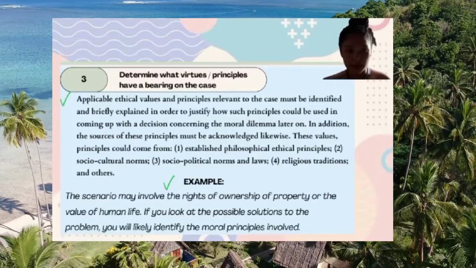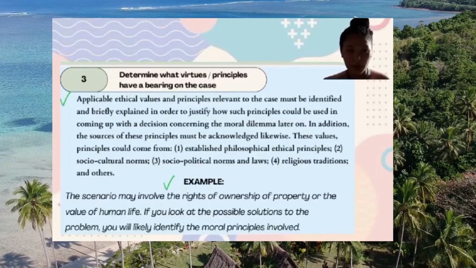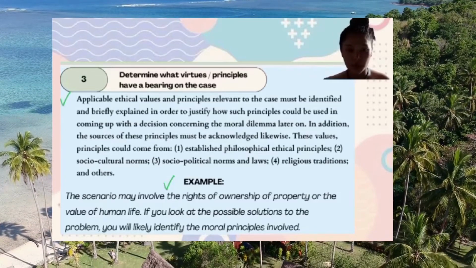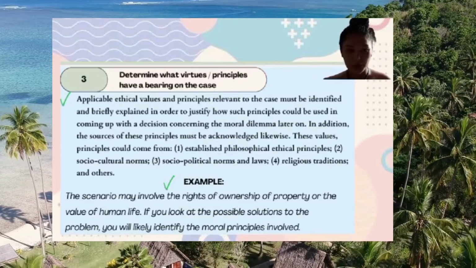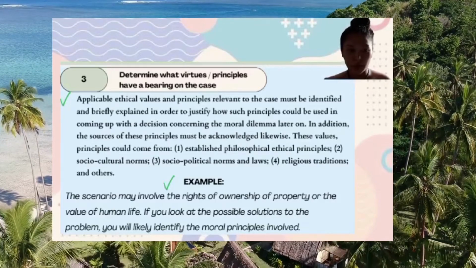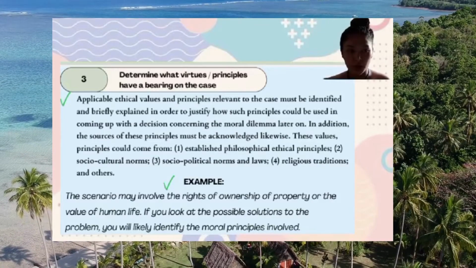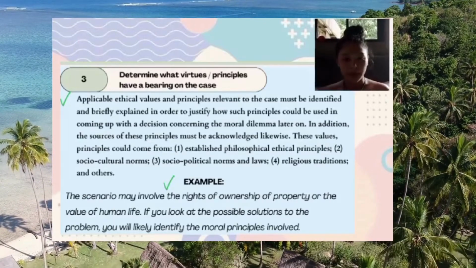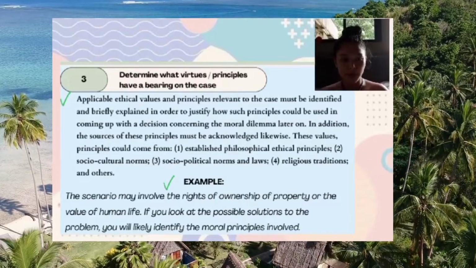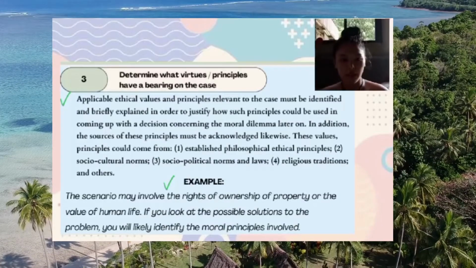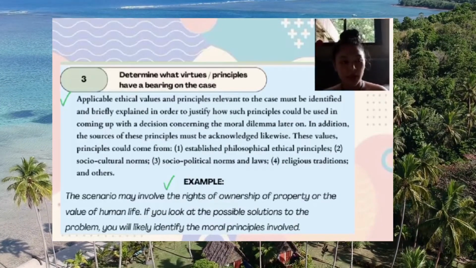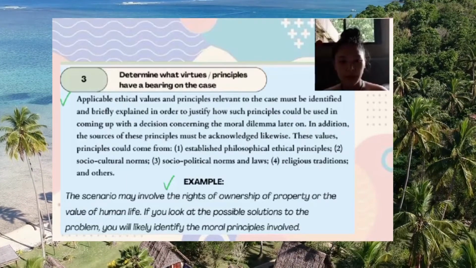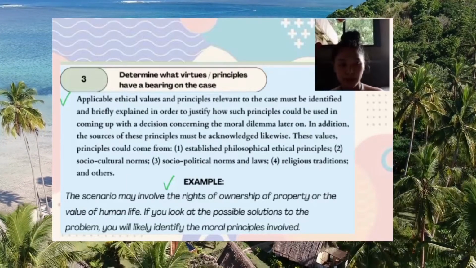These values and principles could come from: number 1, established philosophical ethical principles; number 2, socio-cultural norms; number 3, socio-political norms and laws; number 4, religious traditions and others. Example: the scenario may involve the rights of ownership of property or the value of a human life. If you look at the possible solution to the problem, you will likely identify the moral principles.